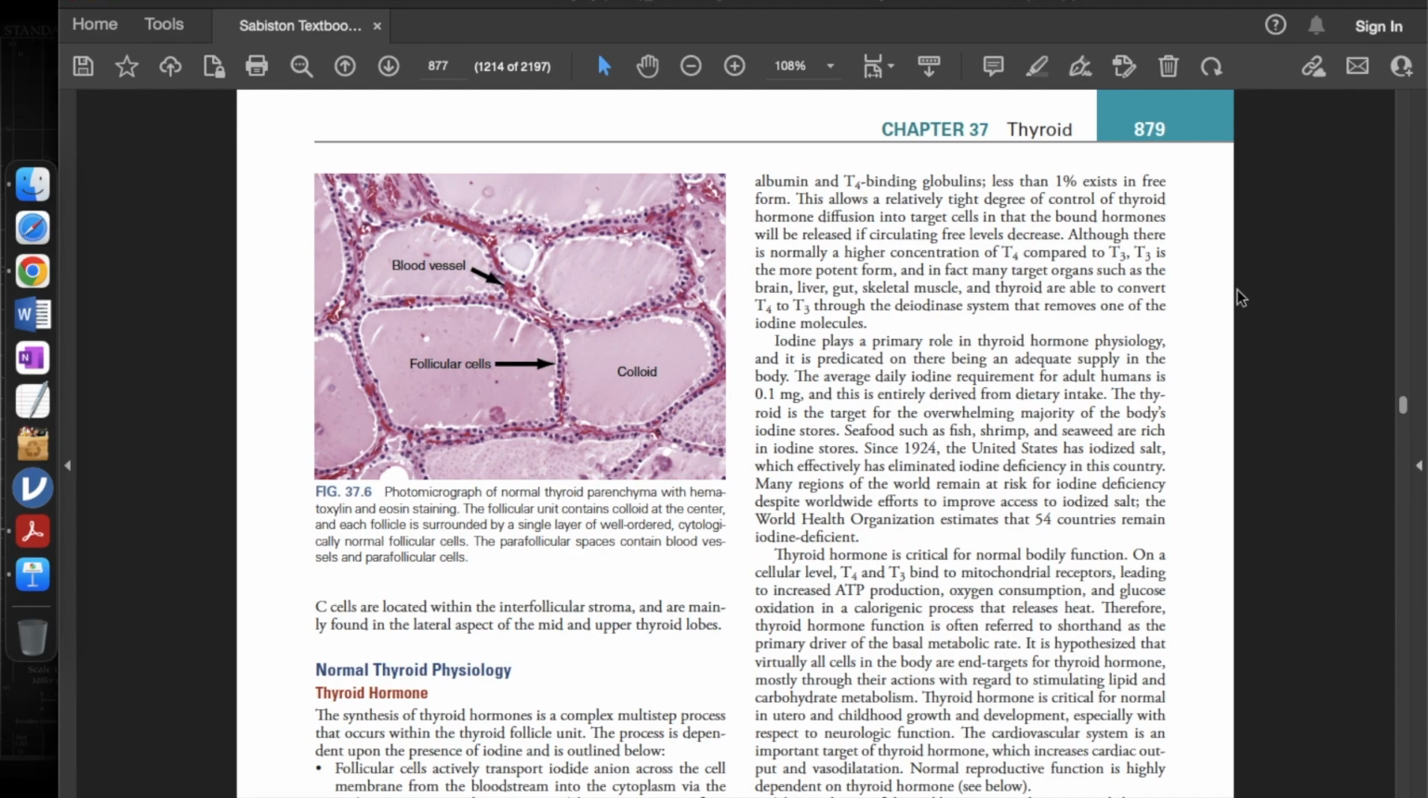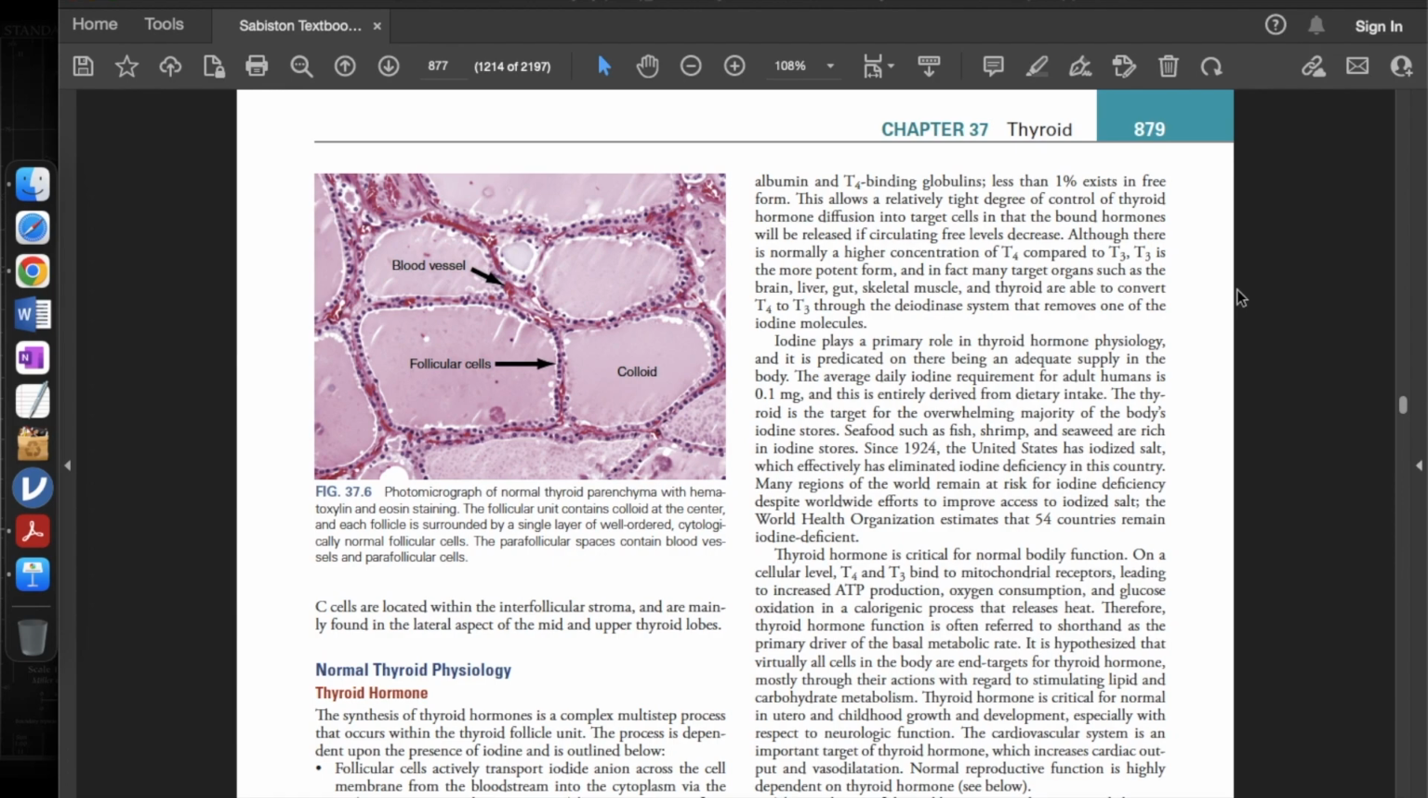Although there is normally a higher concentration of T4 compared to T3, T3 is the more potent form, and in fact many target organs such as brain, liver, gut, skeletal muscles, and thyroid are able to convert T4 to T3 through the deiodinase system that removes one of the iodine molecules.